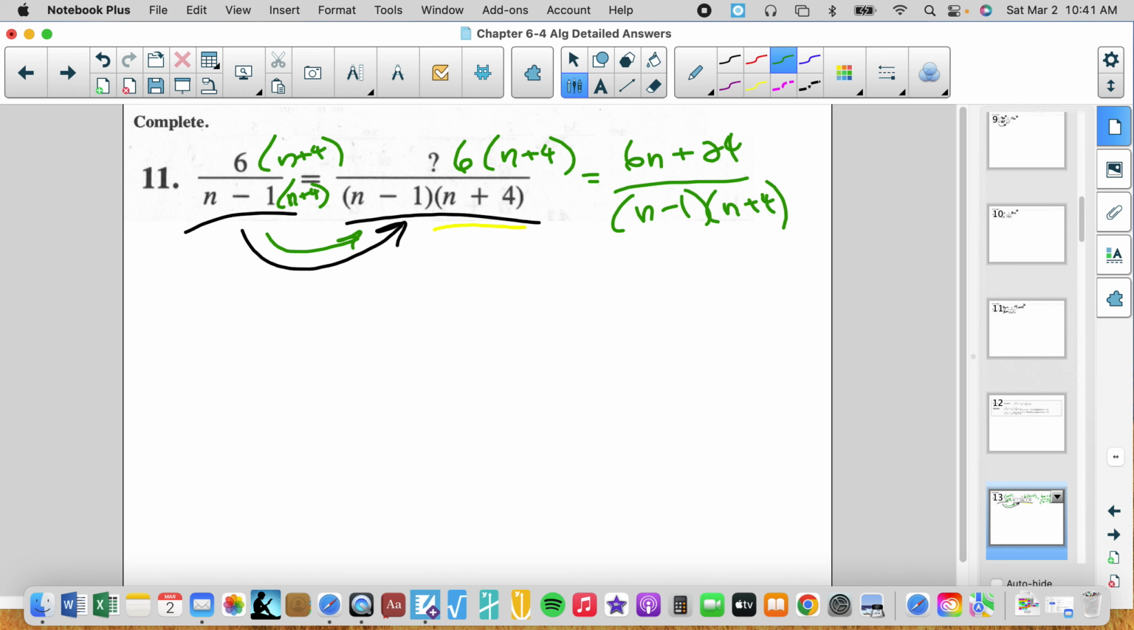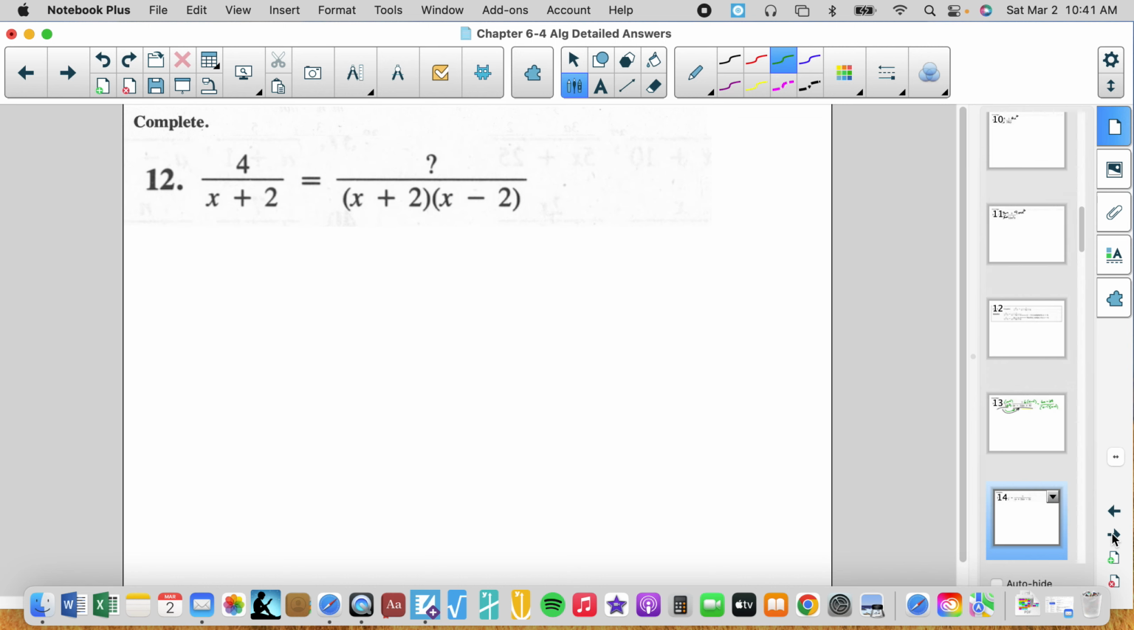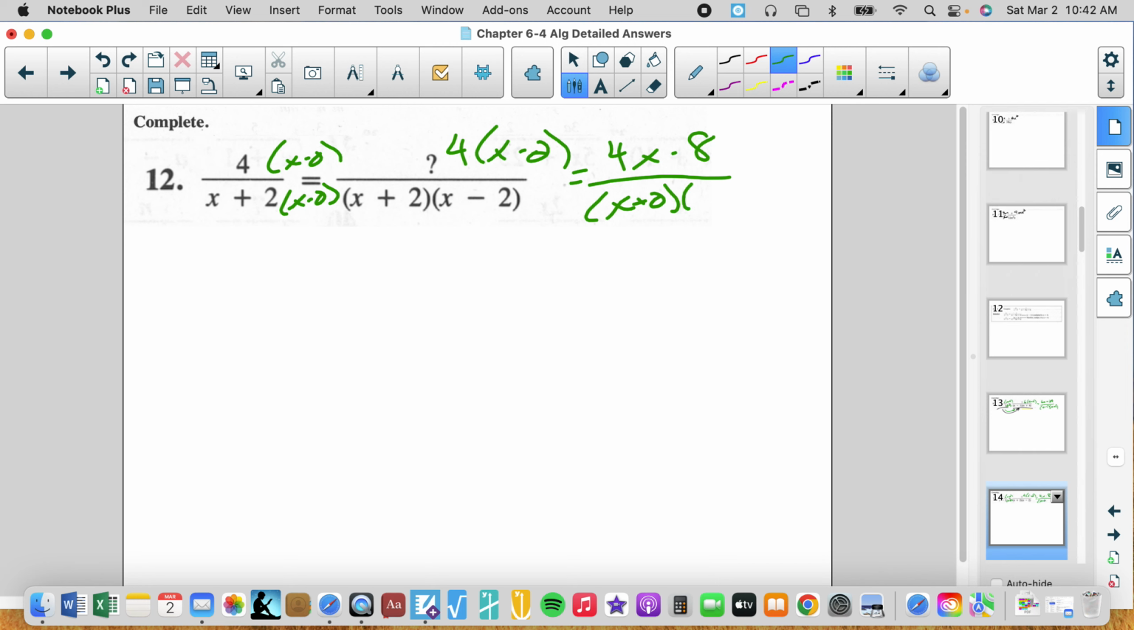We don't factor because we tend to cancel that. That's not our objective. We want a different denominator. So we're going to get things that can simplify. That's going to be x minus 2. So 4 times x minus 2, which produces 4x minus 8 over x plus 2 times x minus 2.